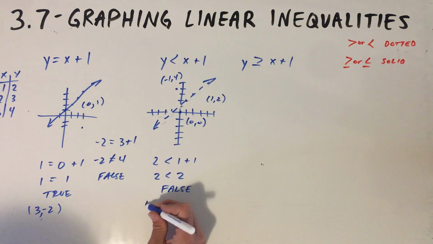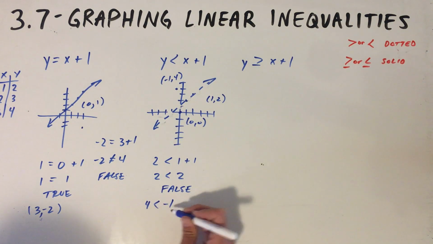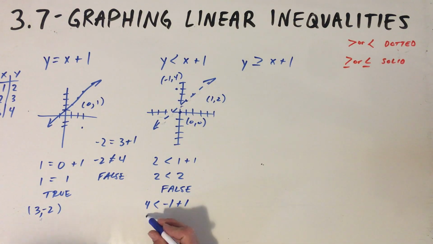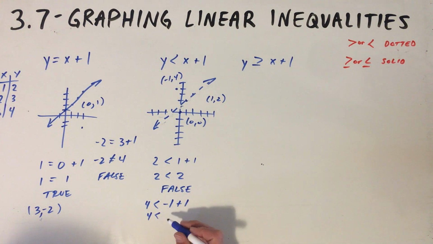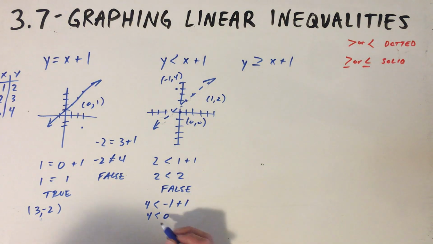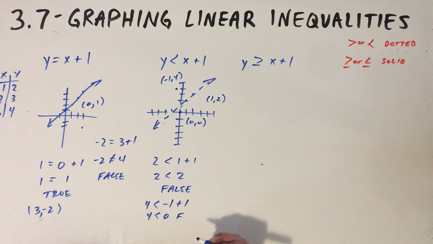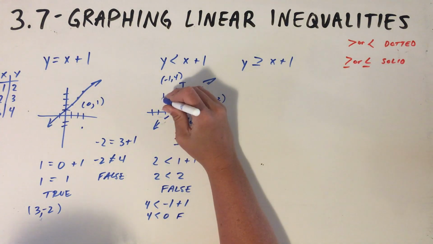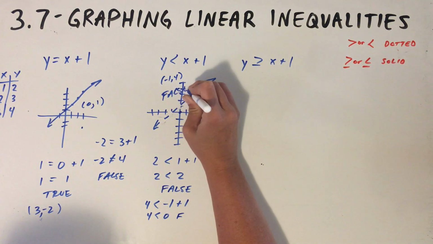When y is 4 and x is negative 1, is this inequality true or false? 4 is less than 0. True or false? This is false. 4 is not less than 0. So points over here are false.